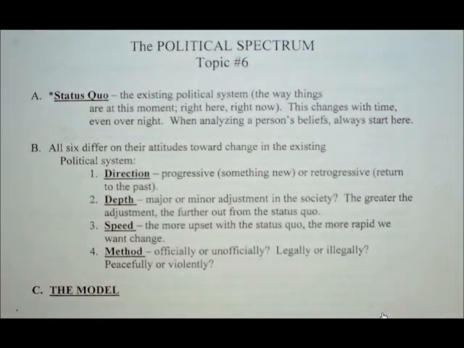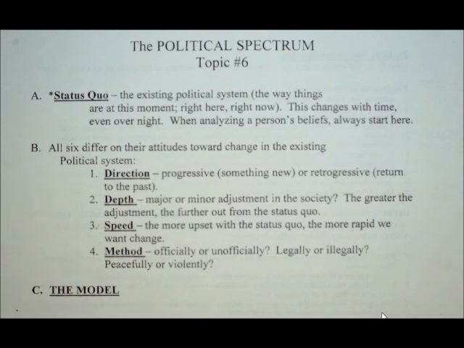Without further ado, let's go on to topic 6, the political spectrum. This is our last topic before our test for Unit 1, and it's a pretty important topic because it's really foundational to understanding politics and different political perspectives, as we'll be looking at the different political sides of issues throughout this semester.